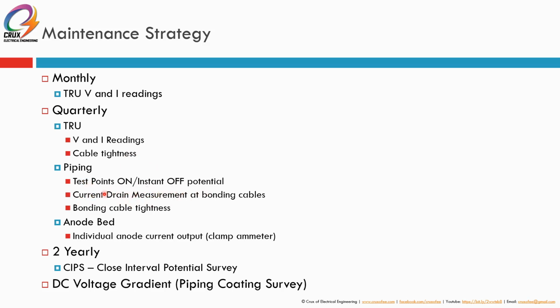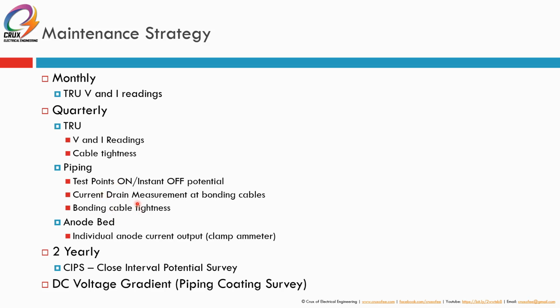What you do is, at your transformer rectifier, you will install a timer. The timer will switch your TRU on and off. For the on, you will measure between the test point and the copper sulfate reference electrode, and you will measure during the on condition and also during the instant off. Instant off is basically when the TRU is immediately off. You want to see whether the charges are still being contained or not. If the voltage at the test point drops drastically, it means there may be some leakage along the pipeline or near that test point.